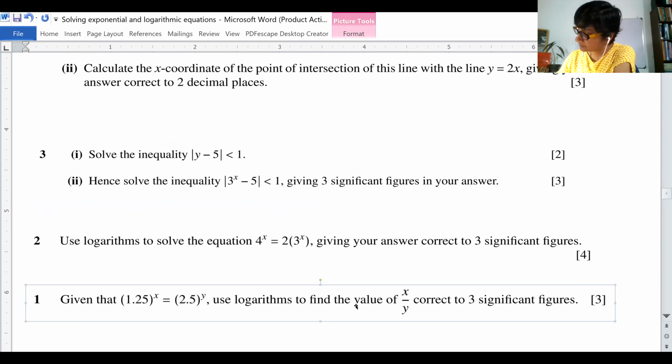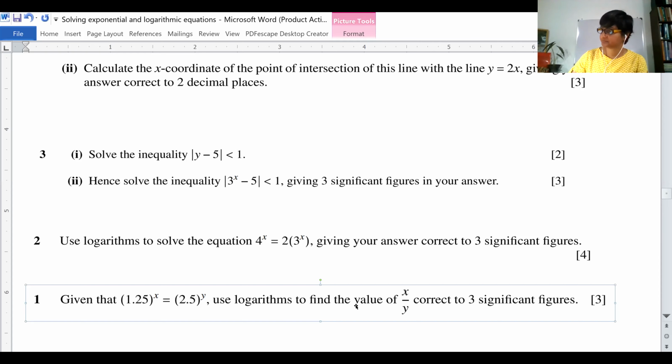Given that, 1.25 to the power of x equals 2.5 to the power of y. Use logarithms to find the value of x over y. Find x over y, not to find what x is equal to and y is equal to. You can't find two unknowns from one equation. We have to find the ratio between x and y, x divided by y. So you have to make a term like that.